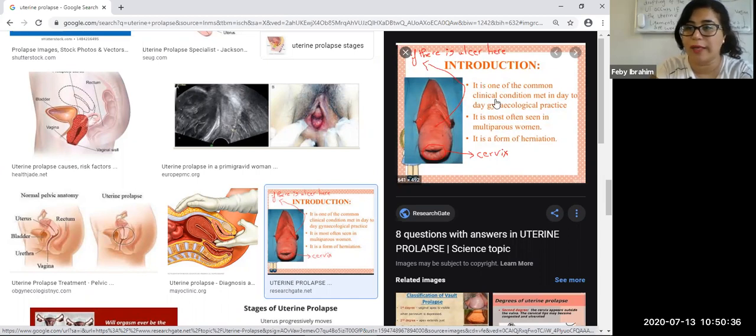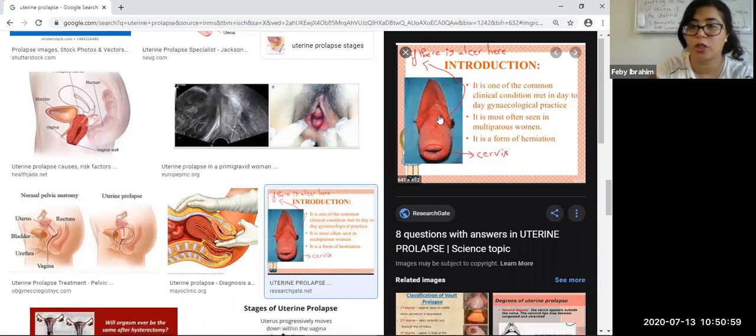It is one of the common clinical conditions met in day-to-day GYN practice. It's most often seen in a multiparous woman. Multiparous, again, parity means how many times she gave birth. So multiparous, she has more than one kid. And it's a form of herniation. The uterus prolapses out of the vagina because the muscles are weak.